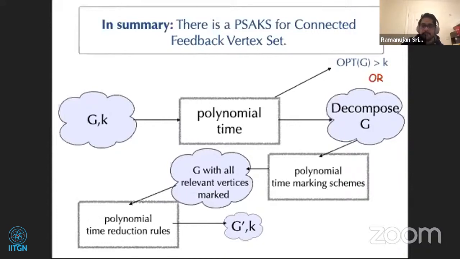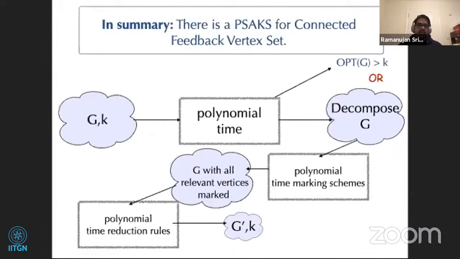Okay, so now that we have this result for connected feedback vertex set, there is a further set of questions you could ask. I mean, you could now go from feedback vertex set to graphs of bounded tree width. Well, there we actually don't know whether there is a PSAKS. The best that I know is a 2 plus epsilon approximate kernel of polynomial size, of course, which is still interesting, but getting a PSAKS seems non-trivial.